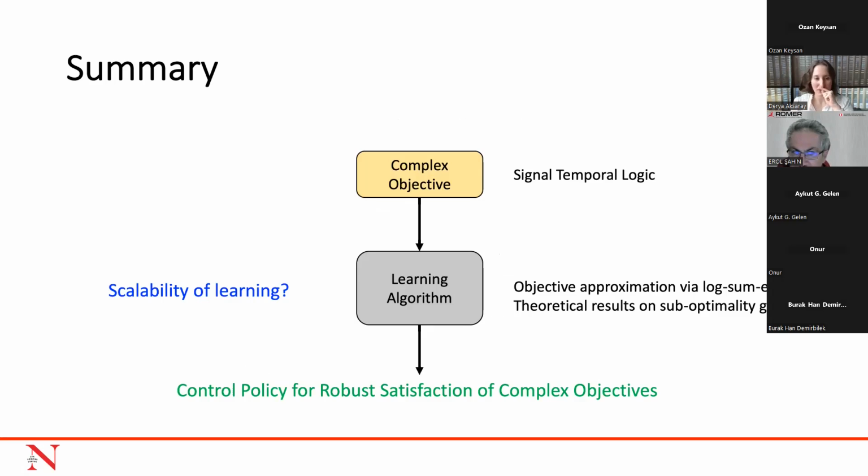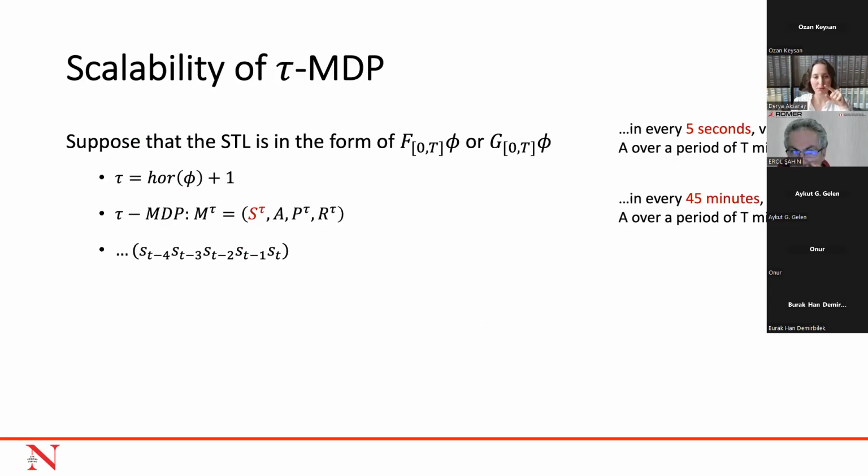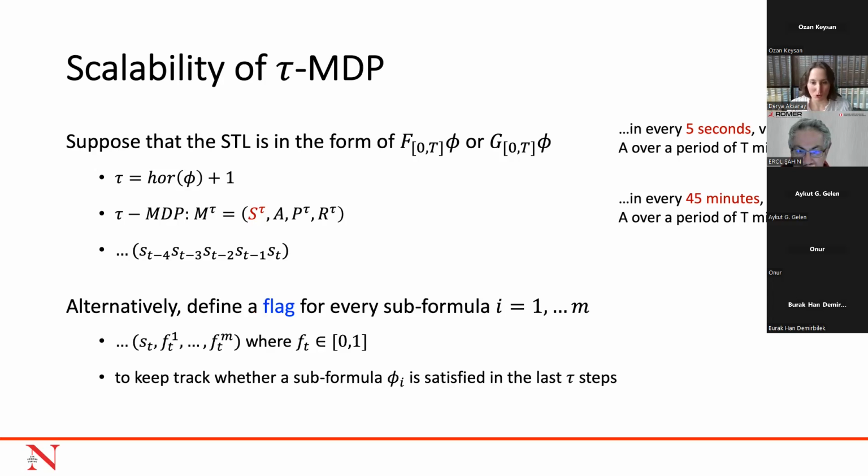Now, one question is, what about the scalability of the learning? The problem with the previous methodology is that I said we have to create this tau MDP, and tau MDP is mainly augmenting the state space in a way that I have to keep my current state and the last tau minus 1 time steps. So if you think about a specification like in every 5 seconds, I want to visit this region, then you need to keep the last 5 seconds. But if my mission is like in every 45 minutes, I want to visit this region, then you really need a very huge state space that captures all possible state histories in the last 45 minutes, and which would explode the state space. So that would be a problem.